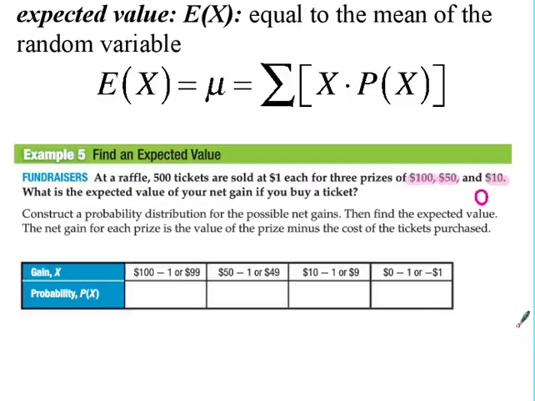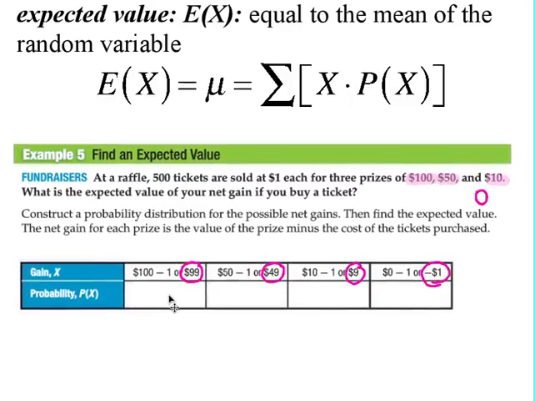So what I'm going to do here is plug all those in. Now notice what I have to do is subtract off my $1 entry fee. So I have to subtract the price of the ticket. So really my gain on the first one is 99, 49, 9, and negative $1. Now what I'm going to do is find the probability of each of those. What is the probability that you win the $100 prize?